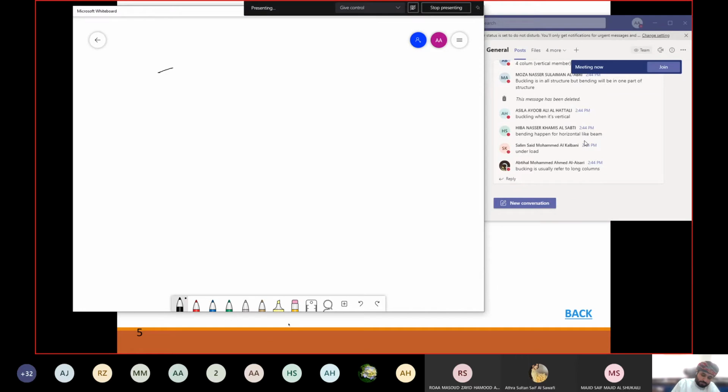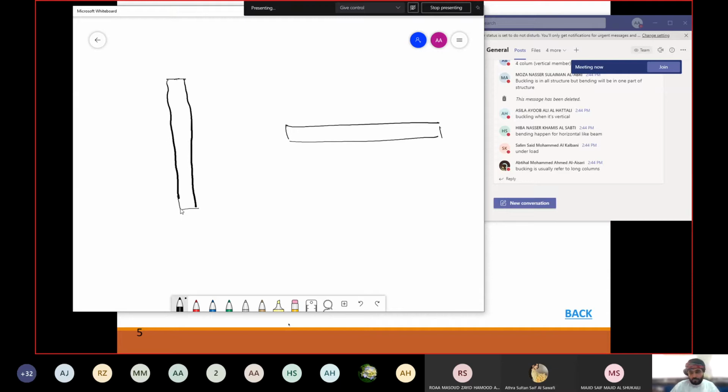Let's assume that we have a column. So this is my column, and on the other hand, I have a beam. Let me delete this and make it just straight. So I have one column and I have one beam. Apologies for my drawing, because I'm trying to adapt with whatever is available.